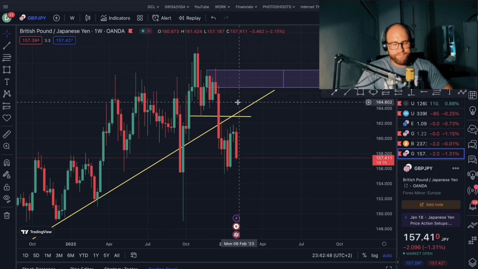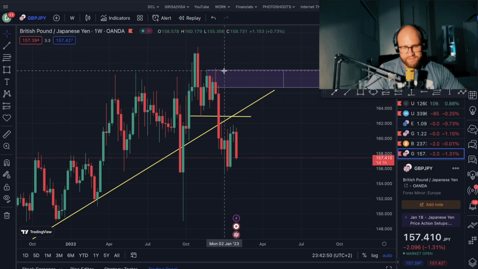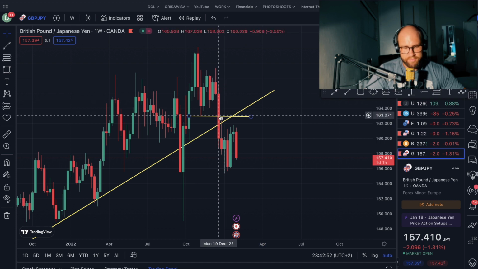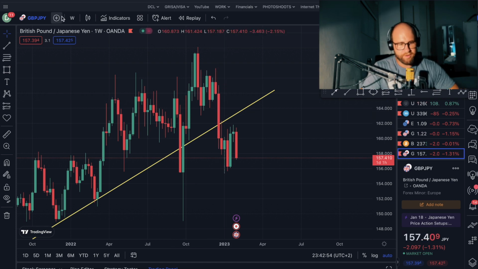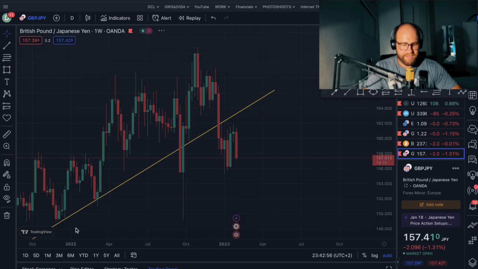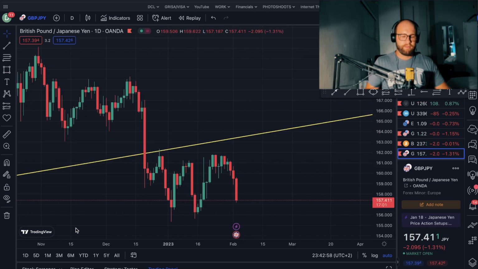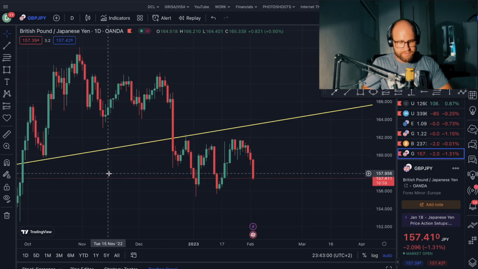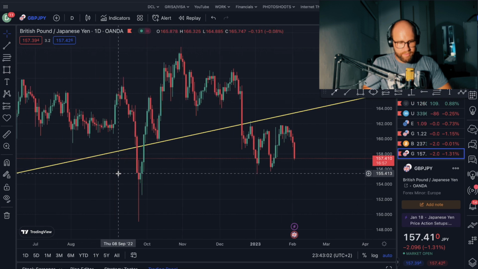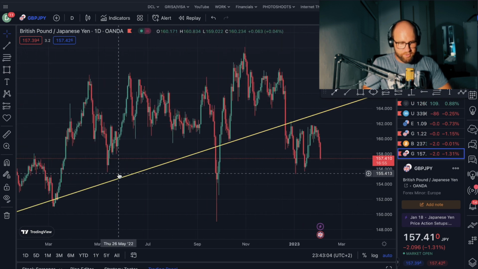All right, you got that. So invalidated zone, we're going to delete that because we know it has already been retested. Let's go from the weekly into the daily. Now this is already looking really, really good. Let's look at daily market structure.